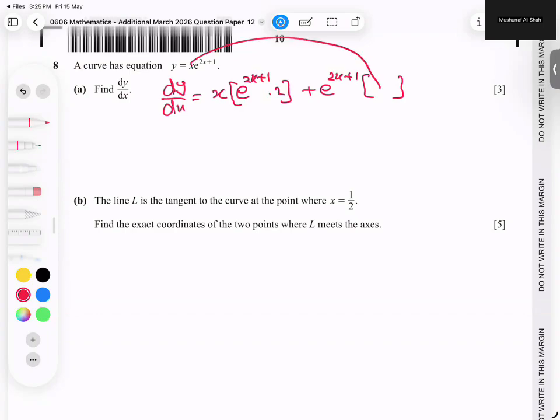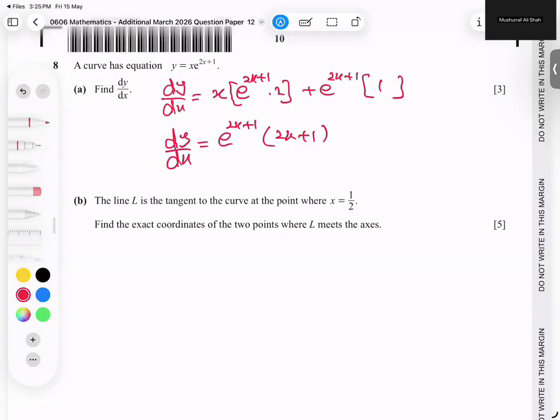And what is x's derivative? 1. So it is not compulsory to take the common factor out, but if I take it, it makes it easier. So I got (2x plus 1) times e to the power 2x. So this is done.